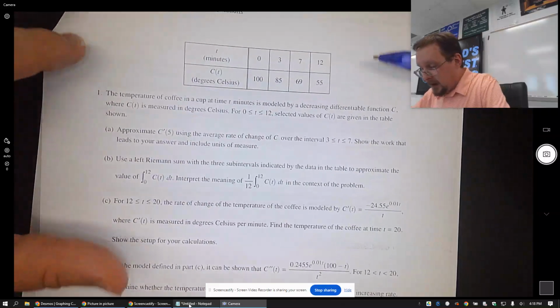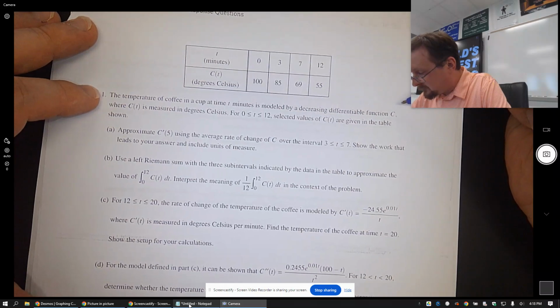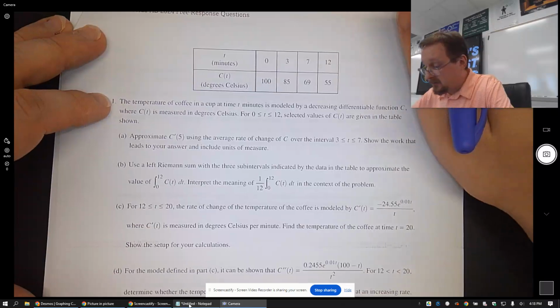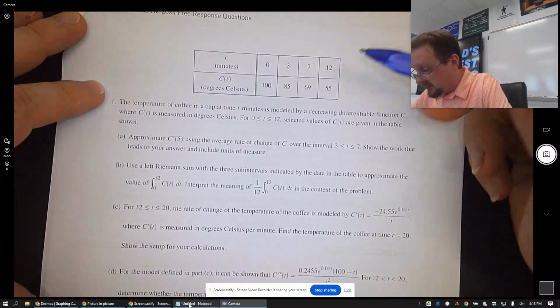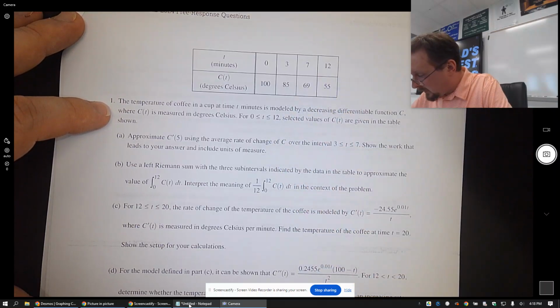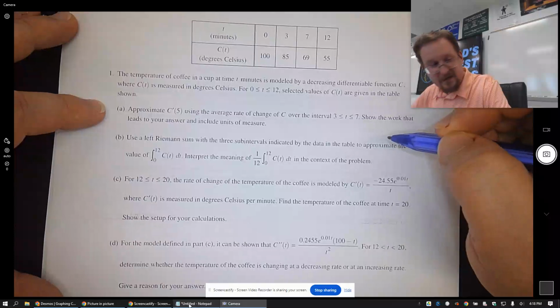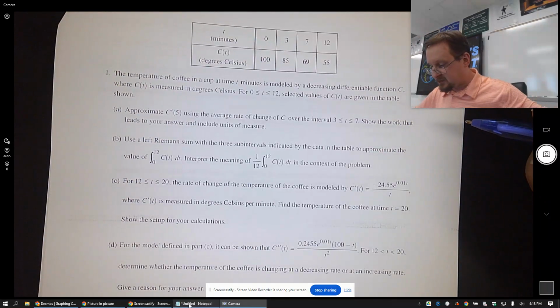Okay. The temperature of a coffee in a cup is modeled by a decreasing differentiable function. So apparently the AP Calculus exam is installing the hot coffee mod. Okay, for t from 0 to 12, given an equation. How am I supposed to write a solution here? It's like there's no space. Luckily, I have some extra paper here.